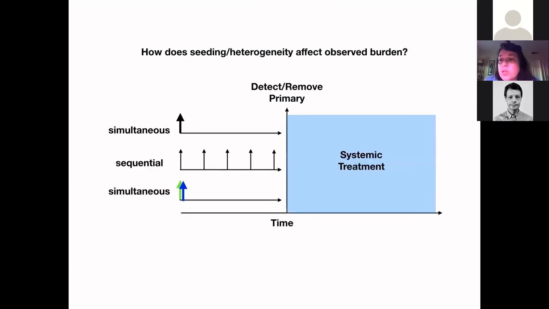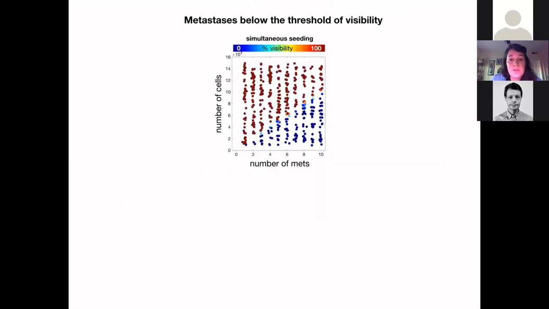And so next we wanted to look at how seeding and heterogeneity affect the observed burden, which is one more thing that we can look at when you're talking about a lot of hidden metastatic disease. Everything that I've shown before has been simultaneous seeding. So everything's been seeded and then you wait and then you treat. But it could be that you have sequential seeding, constant seeding from the primary, or it could be that you have some heterogeneity, and I wanted to compare these.